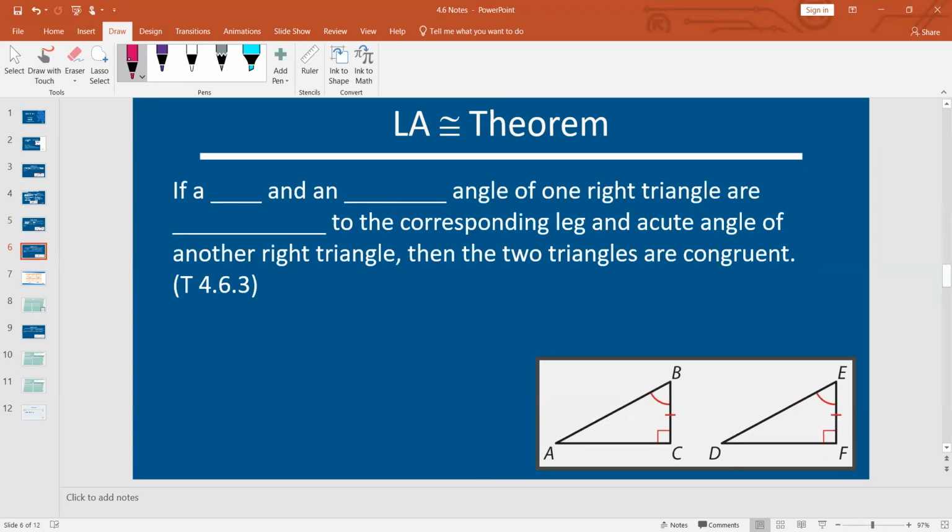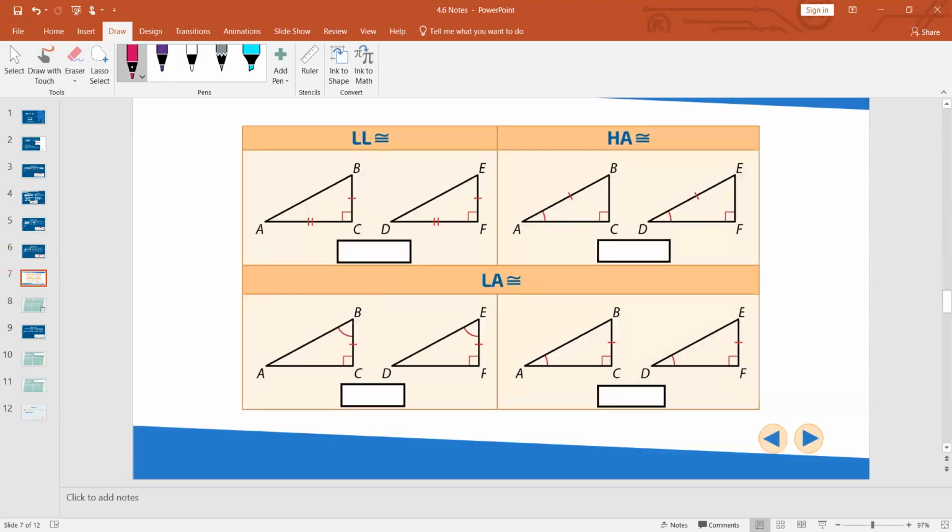The leg-angle theorem is very similar. If a leg and an acute angle of one right triangle are congruent with the corresponding leg and acute angle of another right triangle, then the two triangles are congruent. So you can see with this one, we have angle, side, angle, which is also a valid postulate to prove triangle congruency.